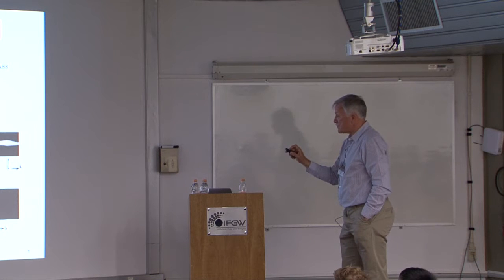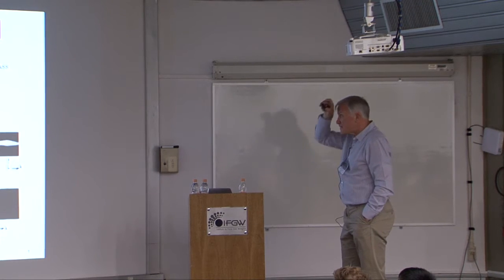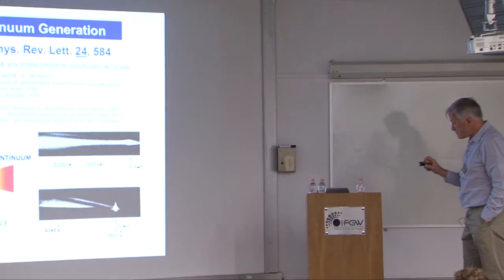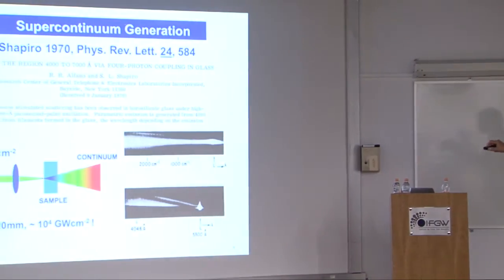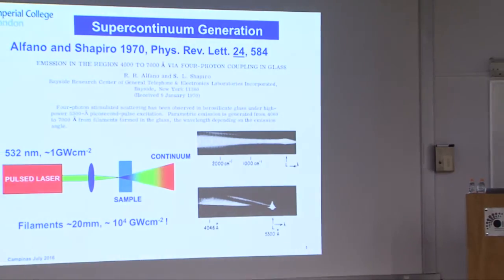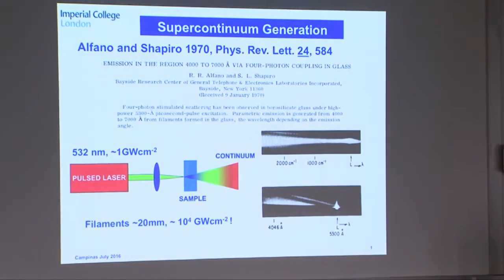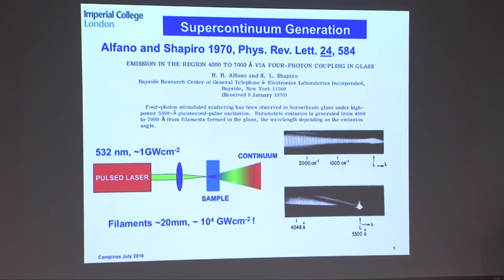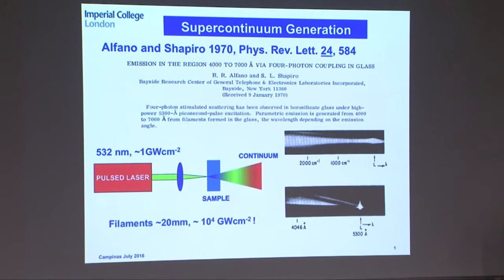Well, the first supercontinuum was observed by Alfano and Shapiro. And it was just pumping light into this sample cell. And you had these filaments, you had the self-focusing, you had filamentation. So it was a very spatial temporal thing, and it was essentially very, very uncontrolled.